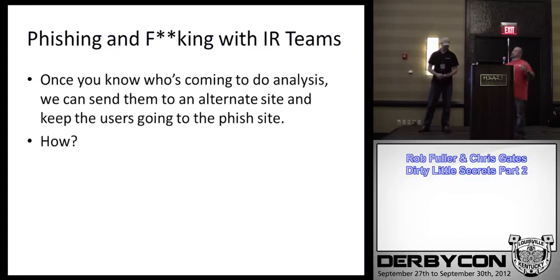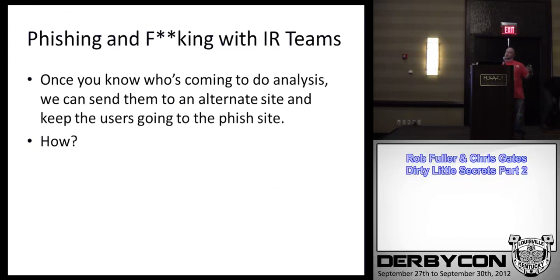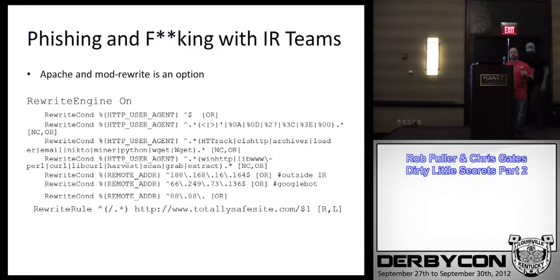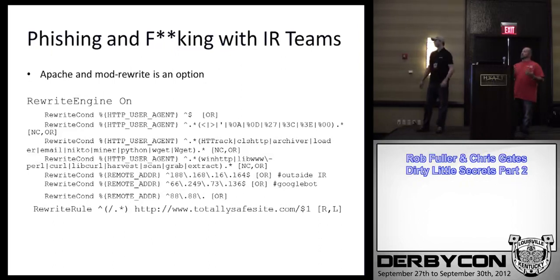So once I know who's coming to do analysis, one thing you could do is send them to alternate sites and keep the users going to the fish site. I'm going to do that with Apache mod_rewrite. Basically with this, you can say, based on any of these conditions, I want you to go somewhere else. So anytime you're hitting me with curl or wget, I want you to go to totallysafesite.com. If they're hitting me from the outside IR address, you go to the totally safe site. Everything else goes to the fish site. Useful?